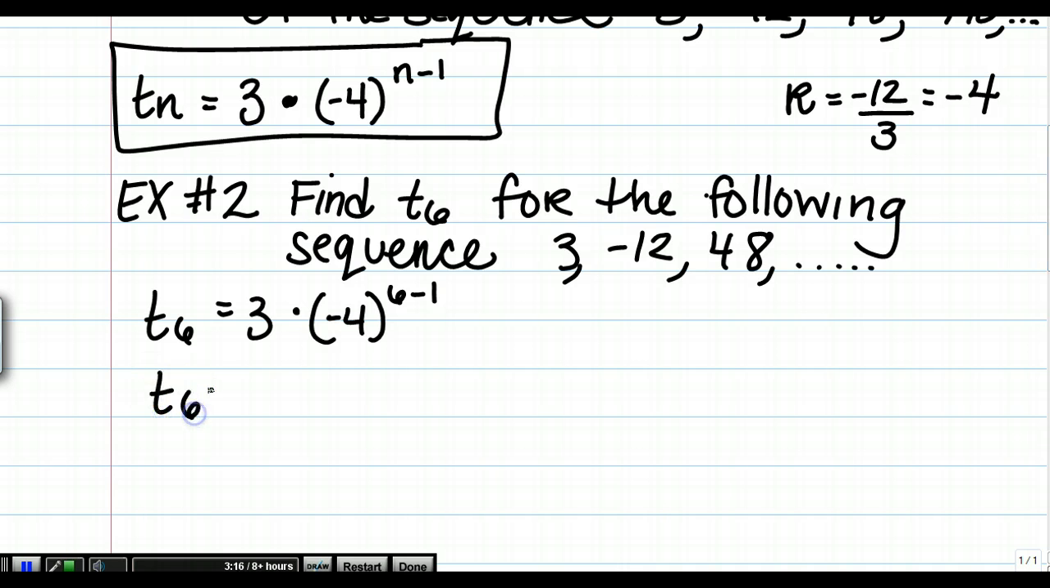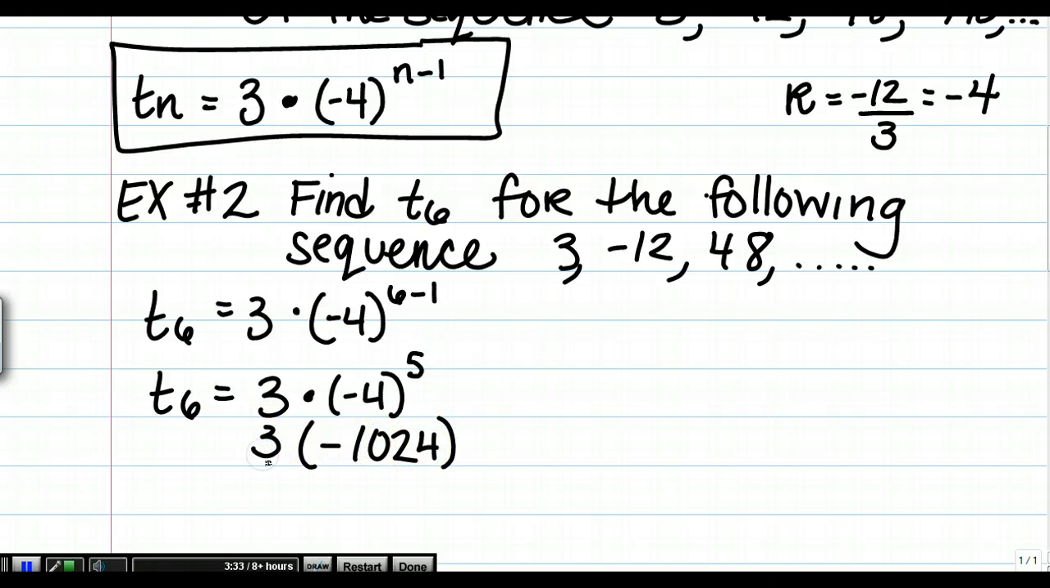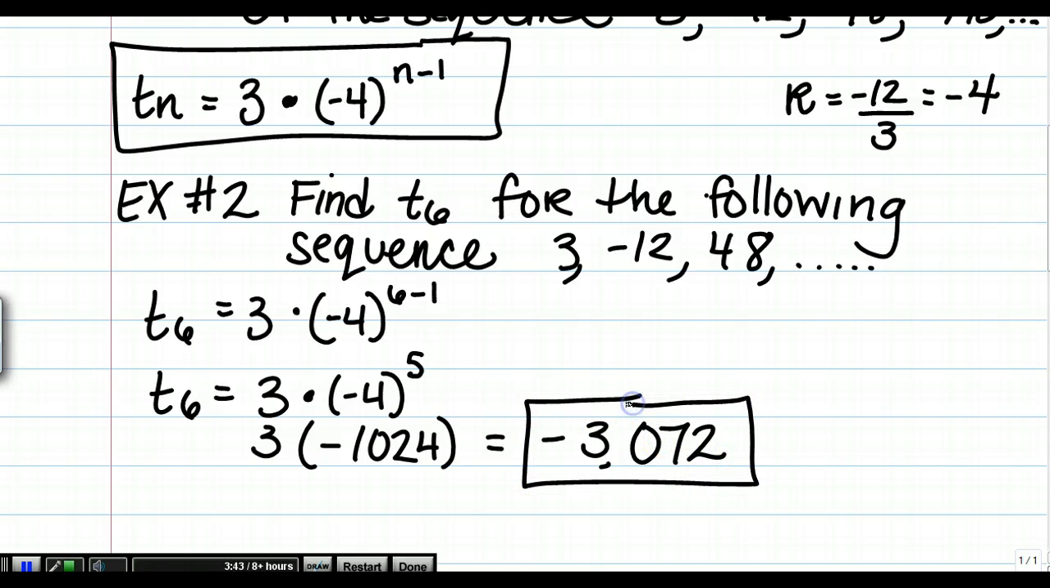So now we can simplify this so we can find an actual answer. Make sure you do your order of operations. We would have 3 times -4, 6 minus 1 is 5. You're going to do -4 to the 5th power, which is -1024. And then you can multiply it by 3, which would give you -3072. So that means that this is our 6th term.